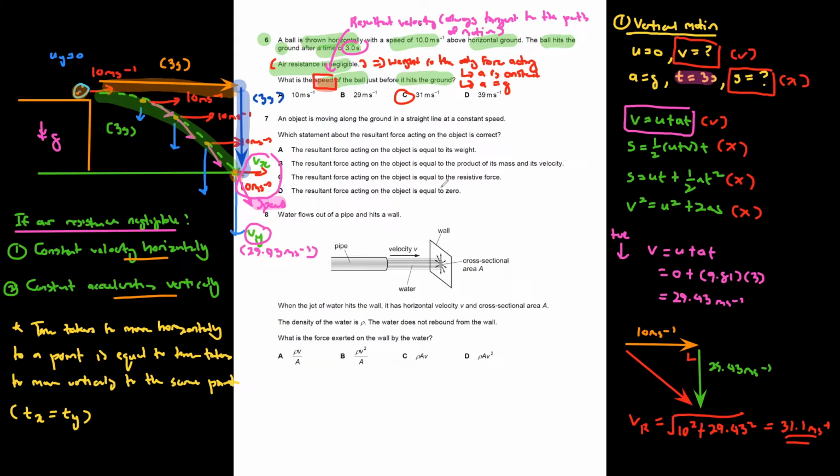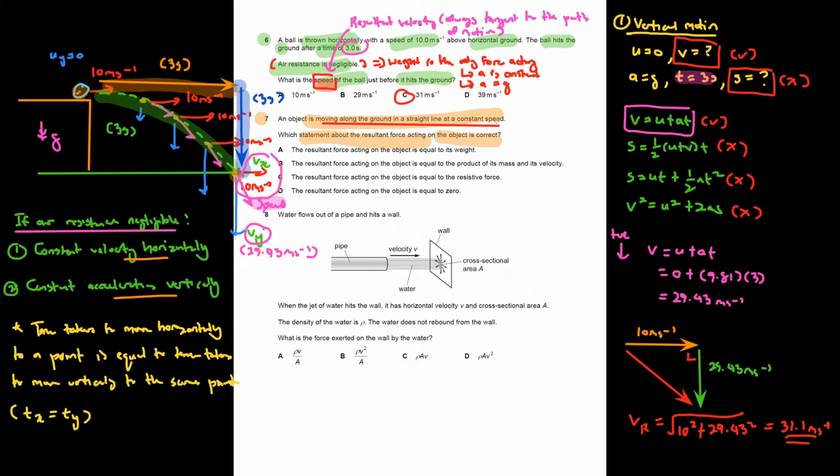Now, then you move on to question 7. For question 7, an object is moving along the ground in a straight line at constant speed. Which statement about the resultant force acting on the object is actually correct here? Okay, so the thing here is you have an object moving along the ground in a straight line at constant speed.